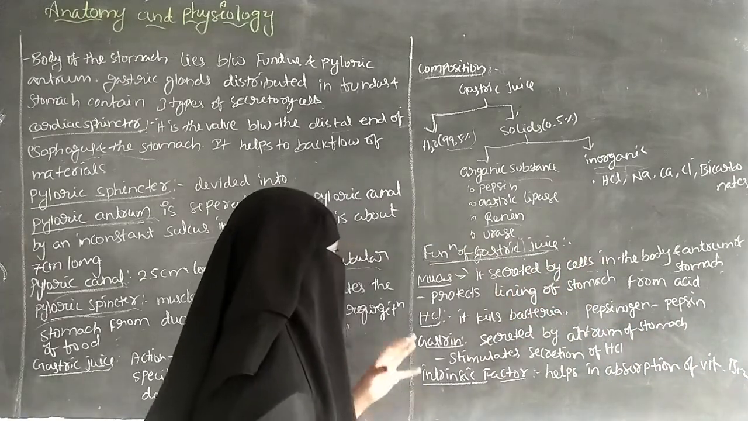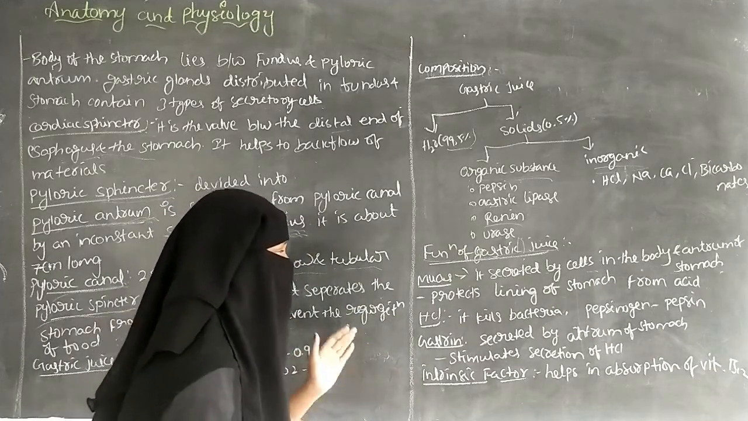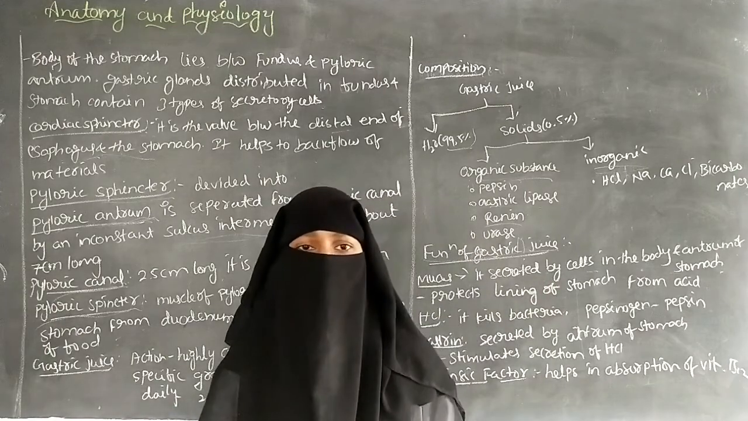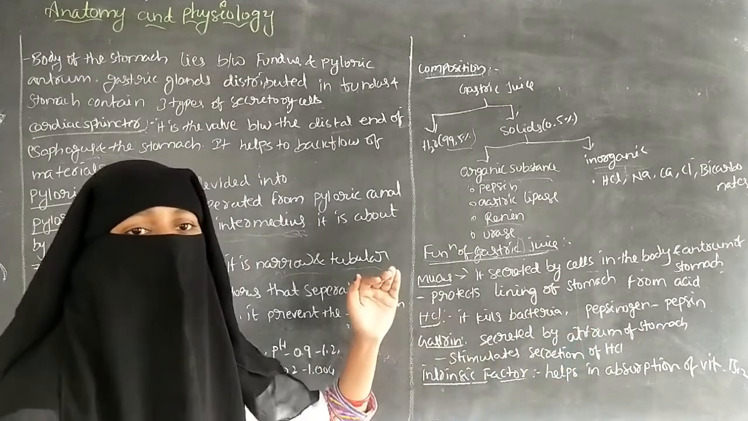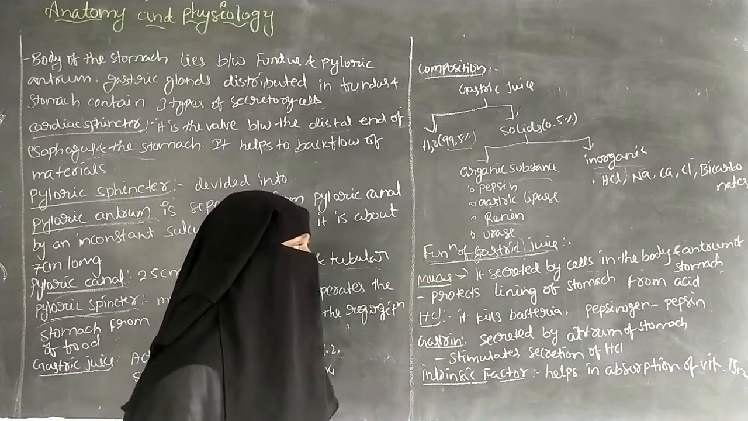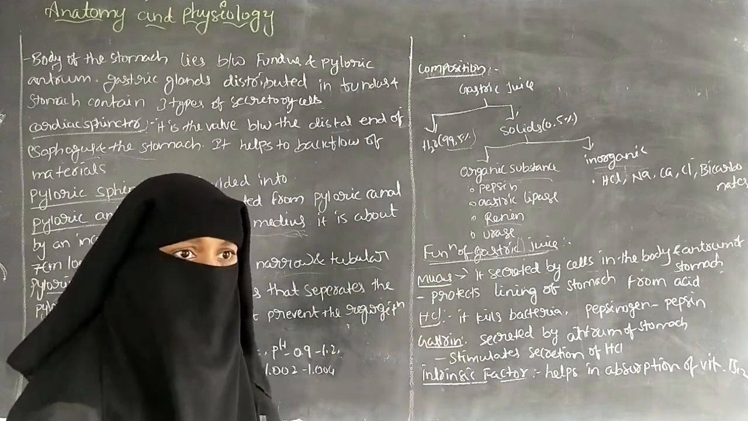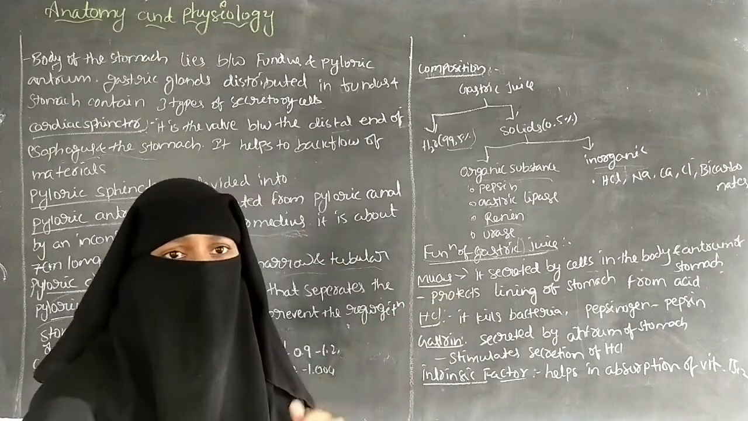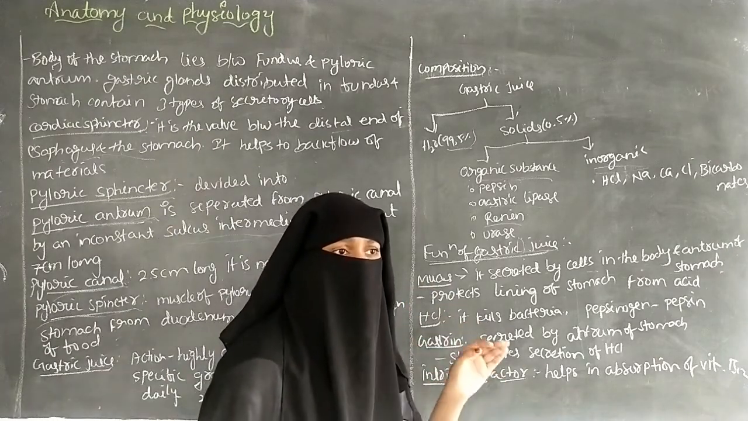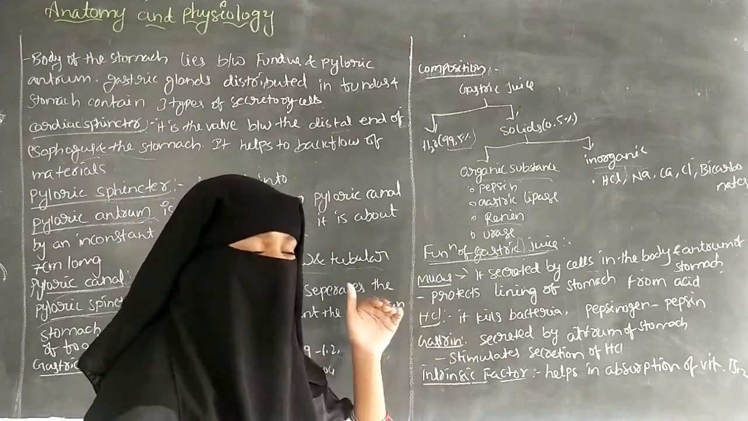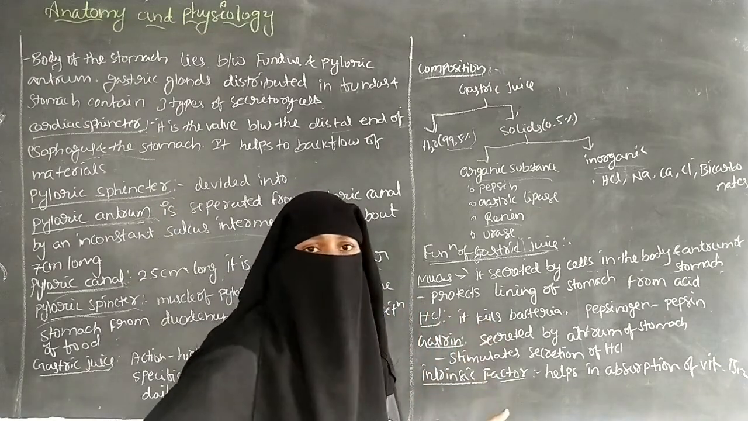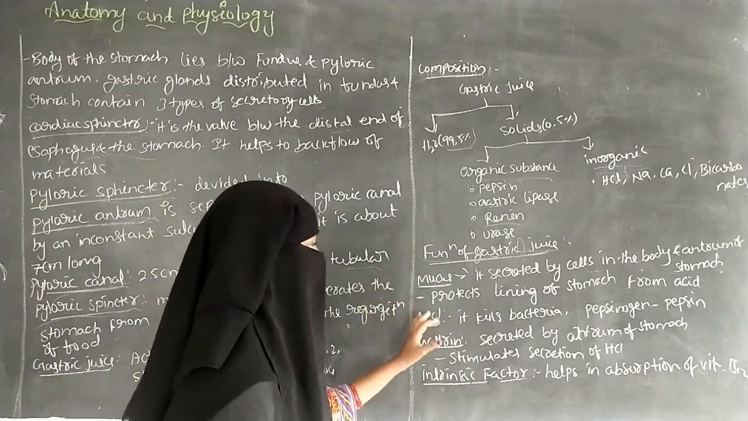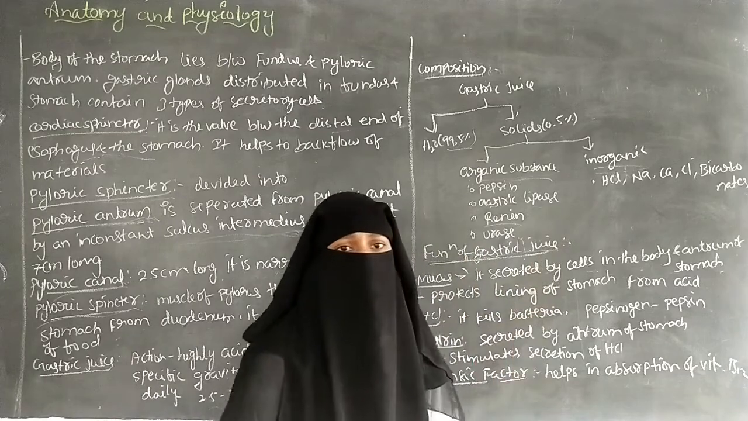The mucus protects the lining of the stomach from the acid. The inner layer of the stomach is protected by the mucus from the hydrochloric acid, which could otherwise cause damage to the layer of the stomach. So it is prevented by the mucus, which is secreted by the antrum of the stomach.